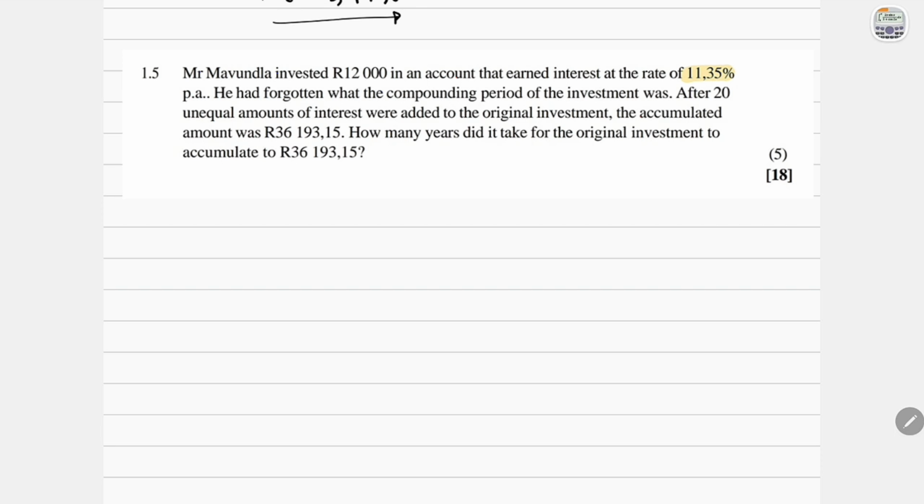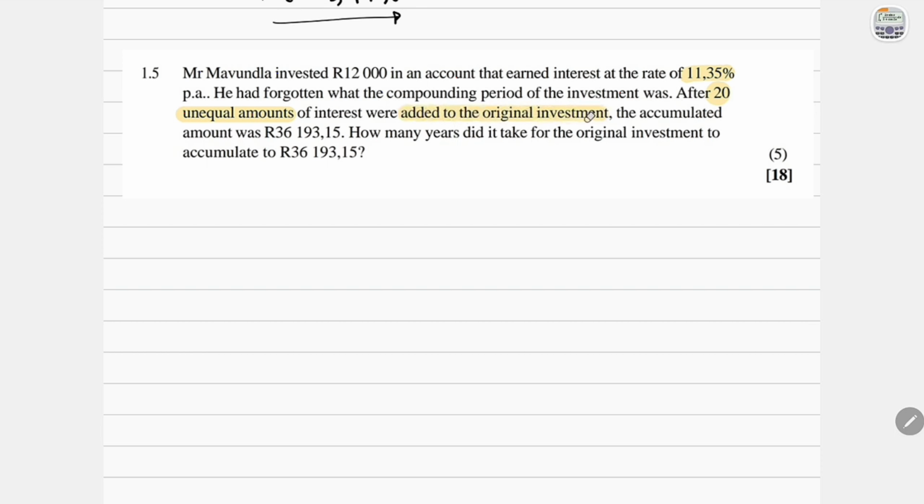And then they say he had forgotten what the compounding period of the investment was. Okay, so he doesn't know the compounding period. He doesn't know whether it was compounded monthly or quarterly or semi-annually. Okay, so we'll hold on to that. So they say after 20 unequal amounts of interest were added to the original investment.